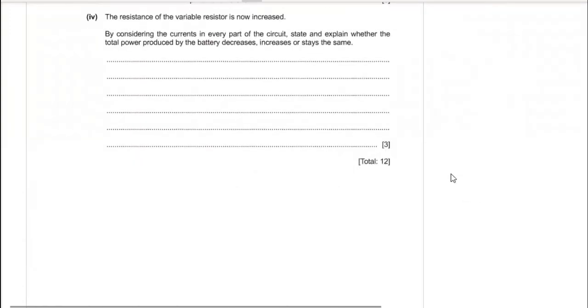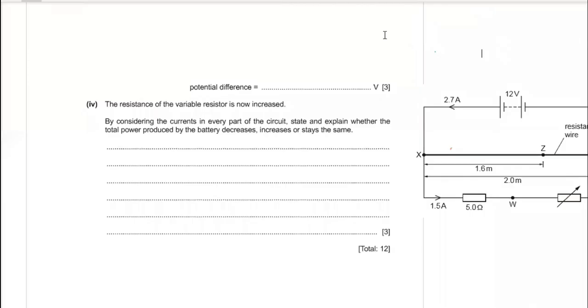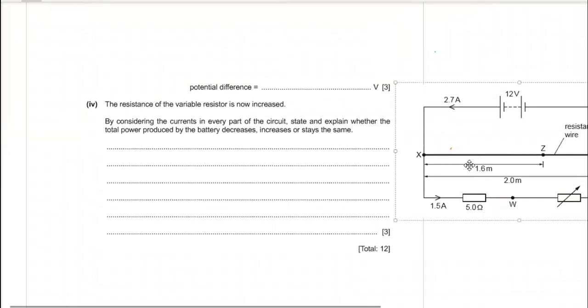Roman 4. The resistance of the variable resistor is now increased. By considering the current in every part of the circuit, state and explain whether the total power produced by the battery decreases, increases, or stays the same. So we have to analyze this so that it can give us 3 marks. Now let's look at this diagram here.